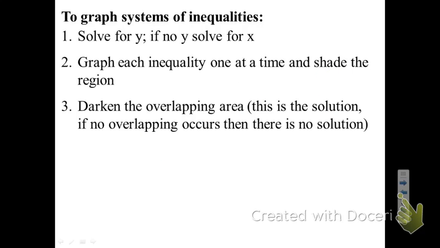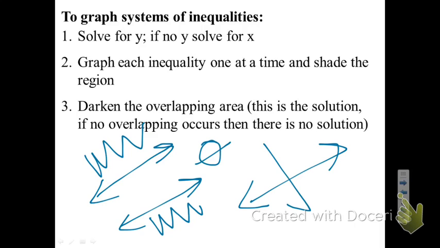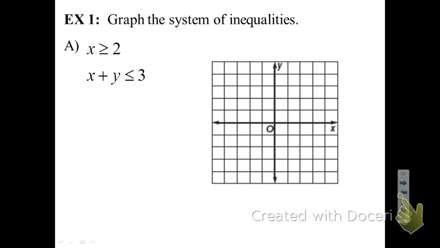After you've done that, you're going to darken the overlapping area, and this is what's known as the solution. If there is no overlapping, then there is no solution. So for example, if we had parallel lines, and this one shaded above and this one shaded below, these do not overlap, so this is where you'll get a no solution. Most likely, though, you will have two systems that will overlap, say for example here, and then that's what is known as the solution.